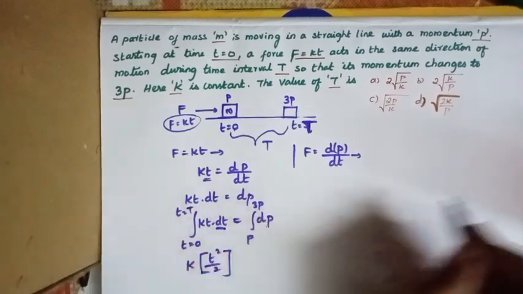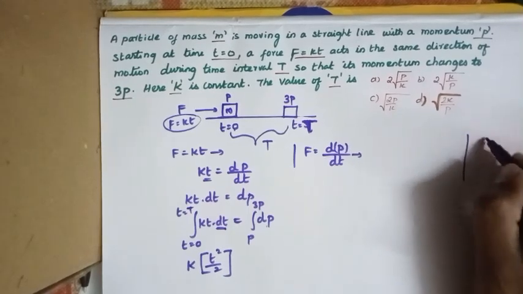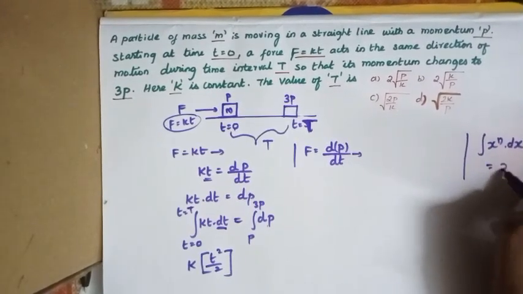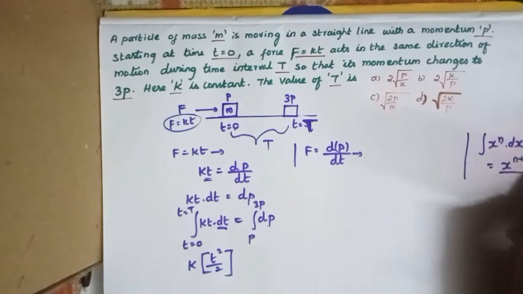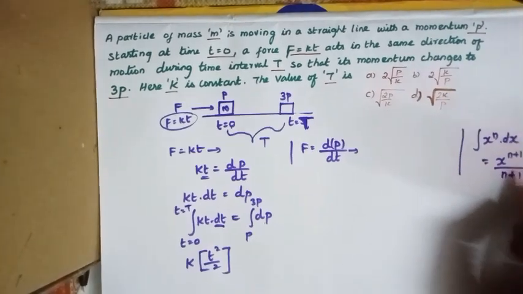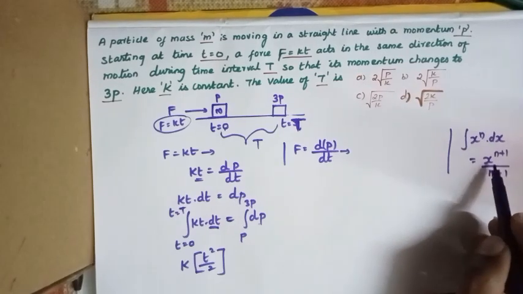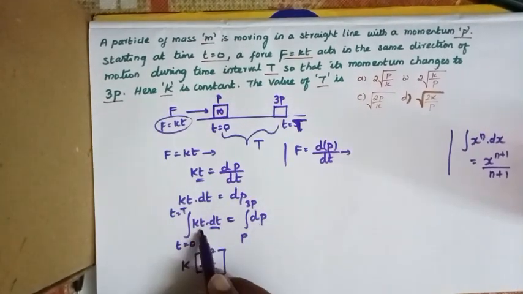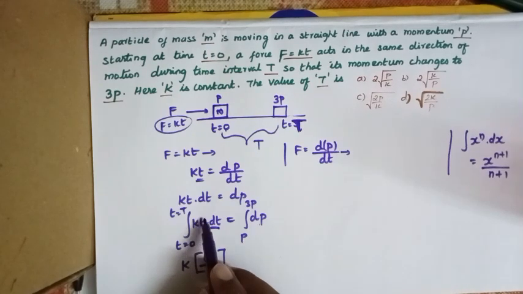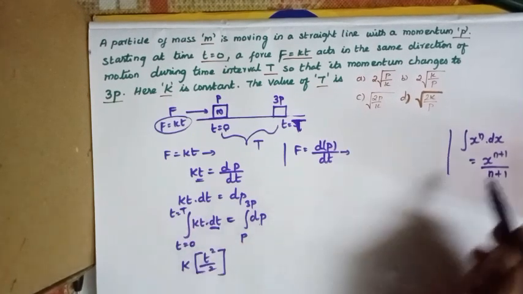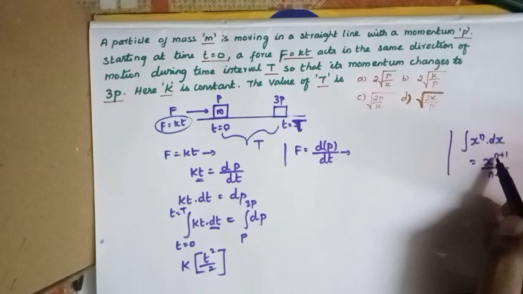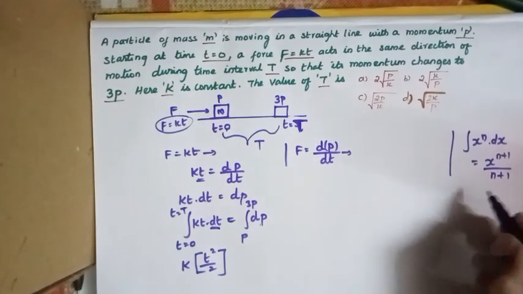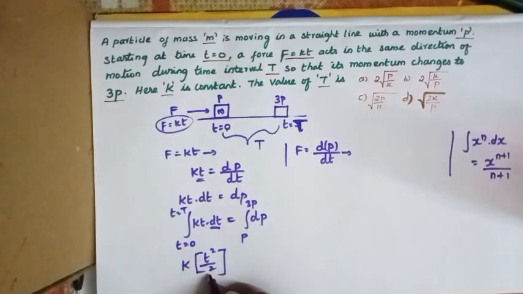The general form of integration of x power n times dx is x power n plus 1 divided by n plus 1. So in this case you have t instead of x. If you compare these two, the power of t is 1, so 1 plus 1 is 2 and 1 plus 1 is again 2. So just replace the values, and you will get t square by 2.